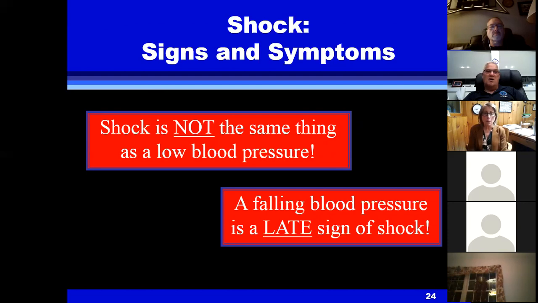We had a young female patient that fainted. She's probably 17, 18 years old. She fainted. They couldn't get a blood pressure on her. It was back in the day when there were MAST trousers. They put MAST trousers on her.